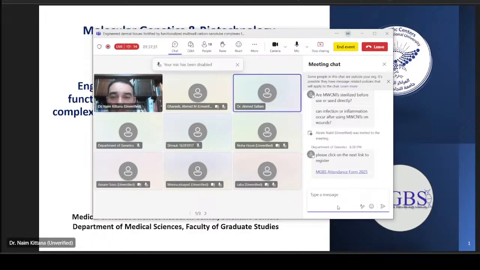So I have a couple of questions for you, Dr. Naeem. For the combination of chitosan and multi-walled carbon nanotubes, you used a concentration of 0.1. Do you expect that if we increase this concentration, we can get better results for wound healing?